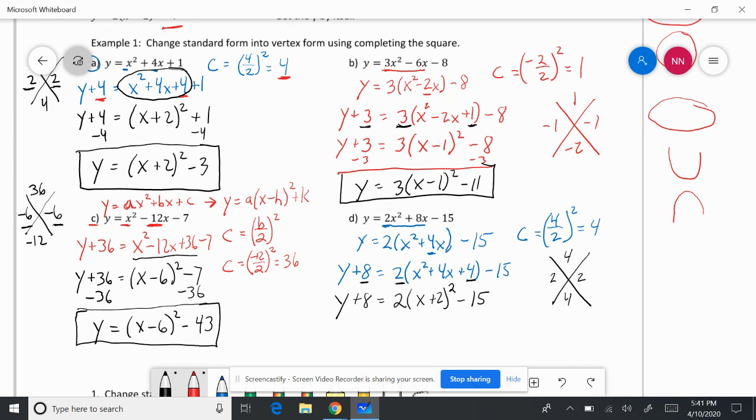Then the easiest step is I subtract the 8. And when I subtract the 8, negative 15 minus 8 gives me negative 20.